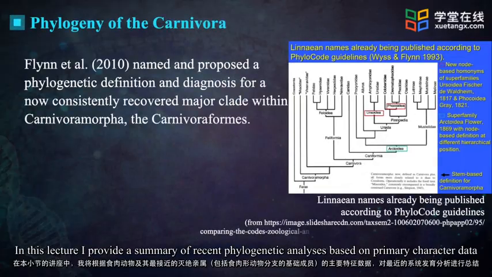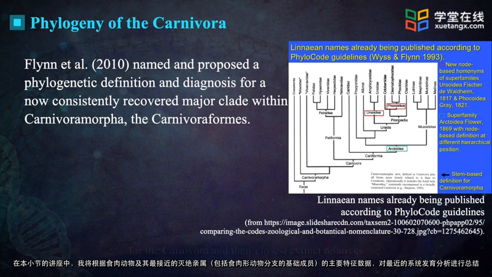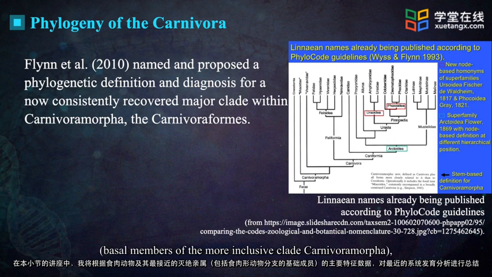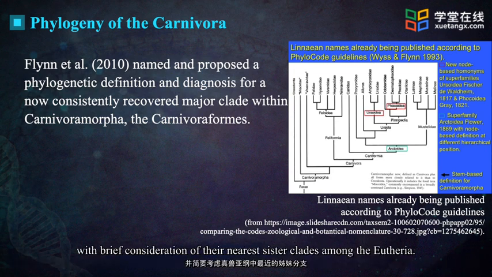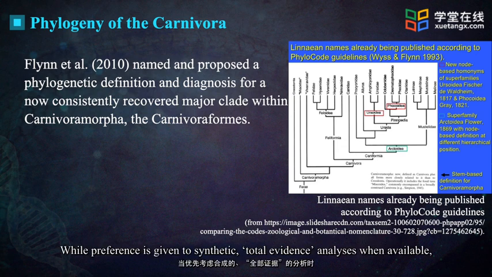In this lecture, I provide a summary of recent phylogenetic analyses based on primary character data for the Carnivora and their closest extinct relatives, basal members of the more inclusive clade Carnivoramorpha, with brief consideration of their nearest sister clades among the Eutheria, while preference is given to synthetic total evidence analysis when available.